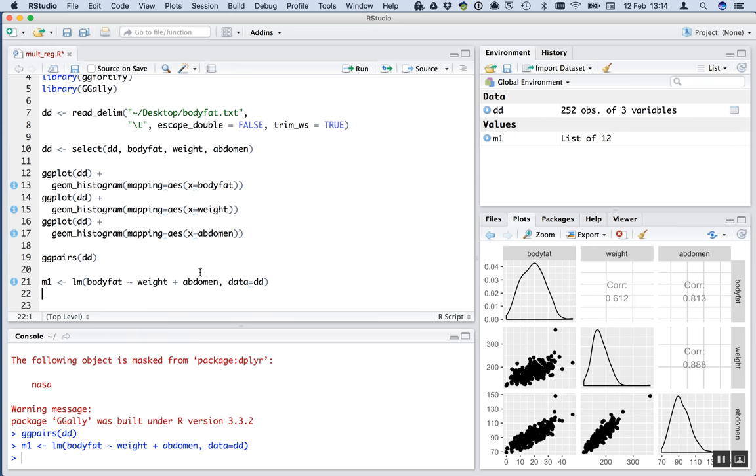A note that the order that we put these in, weight first and abdomen second, is irrelevant here. It doesn't make any difference. Sometimes it does make a difference, but in this case with multiple regression, it doesn't. So we ran that here, and no news is good news. We don't get any problems.